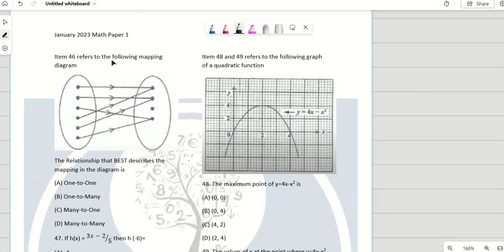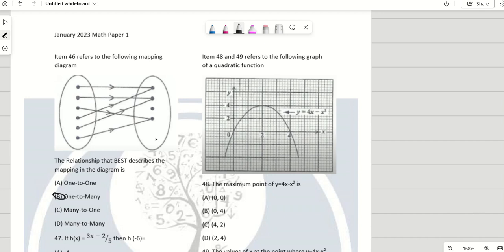Let's look at this item. 46 refers to the following mapping diagram. If we look at how many arrows are leaving from one of these points, you know it is leaving only one. So it's 1 to how many here? Many. So the answer would be 1 to many.